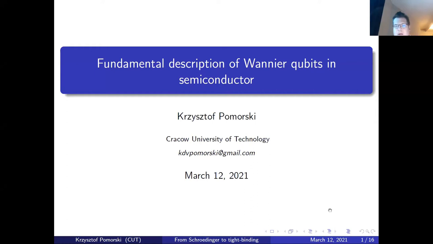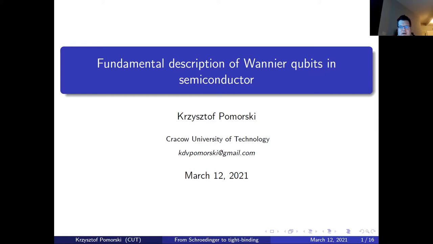Okay, so welcome everybody. My name is Krzysztof Pomorski, and I would like to give a brief seminar on the fundamental approach towards position-based qubits, also named the Wannier qubit, in a chain of coupled quantum dots in semiconductor. This work was started at University College Dublin, and is being continued during my stay at Krakow University of Technology, and it is also associated with the activity of my company.